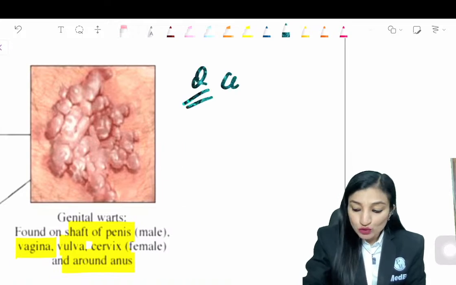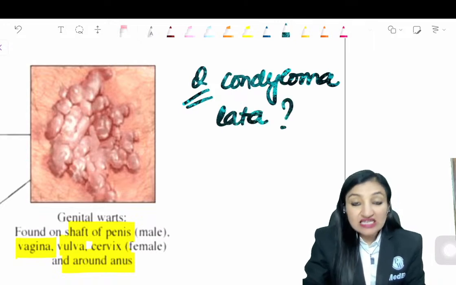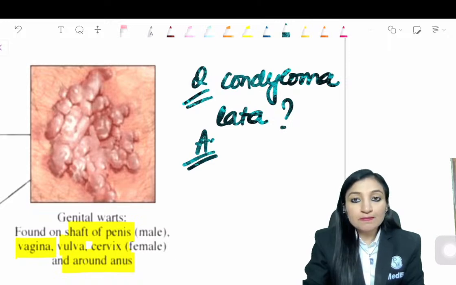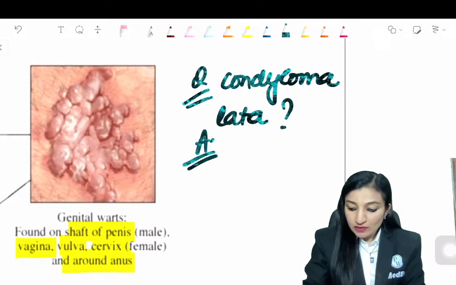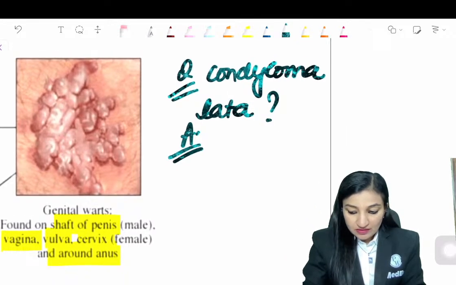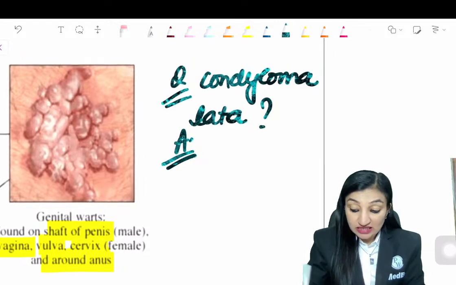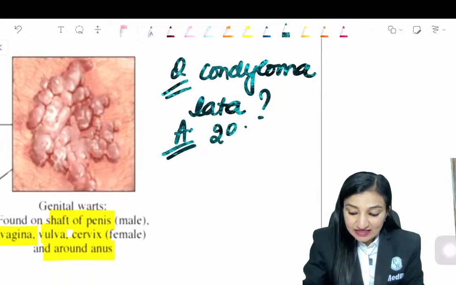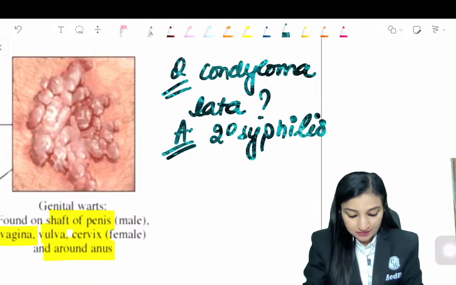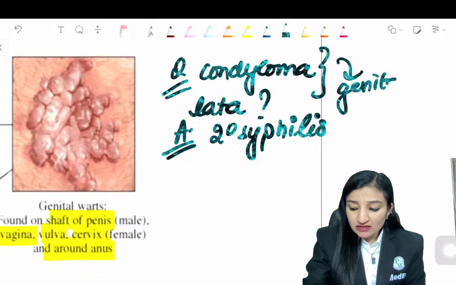Okay, another question for you. Tell me, condyloma lata is seen in which condition? Condyloma lata is seen in, guys, secondary syphilis. Secondary syphilis. What are these? Condyloma lata are also genital lesions.